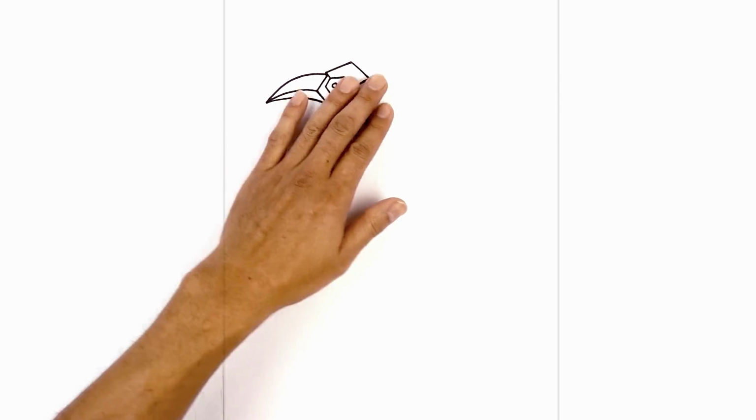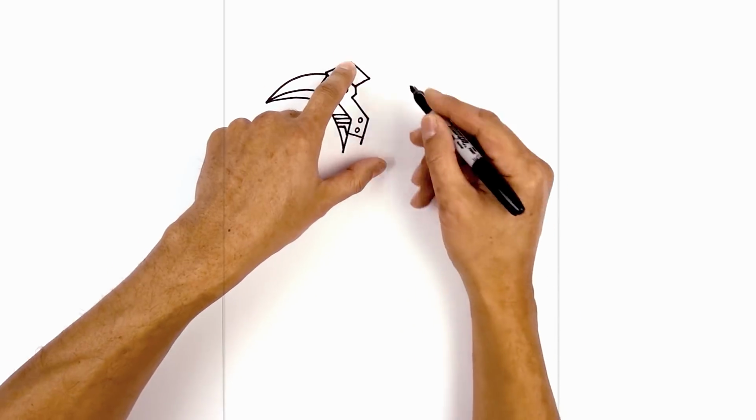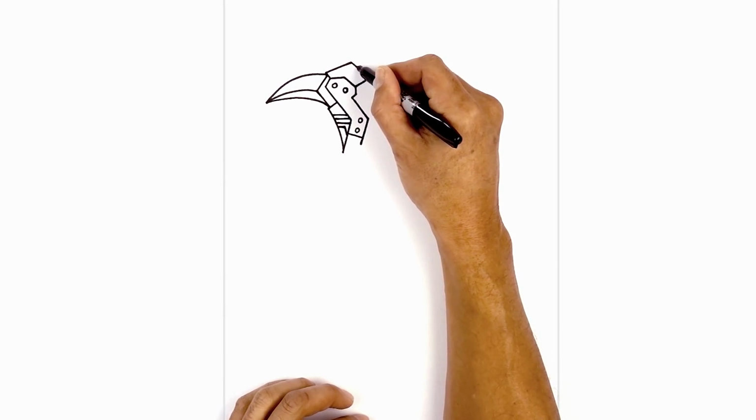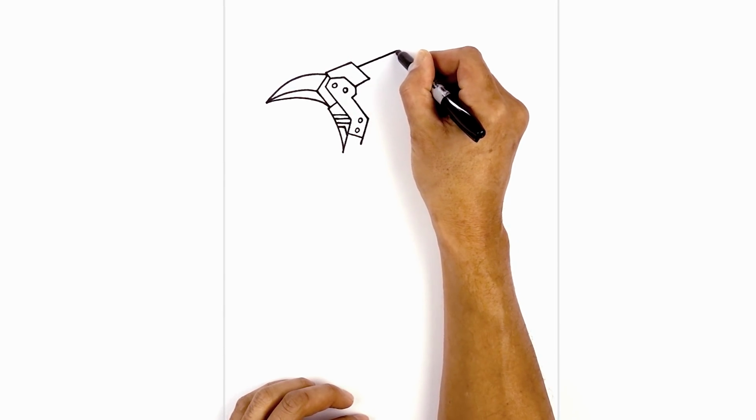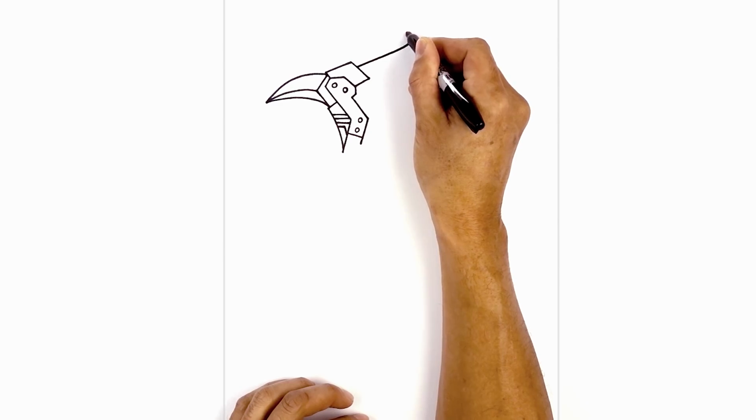Now let's move over to the right and draw on the large blade. So from this point, I'm going to step down. We're going to start with an angled line going out and up towards the right. Now at the end, we're just going to hook this back.